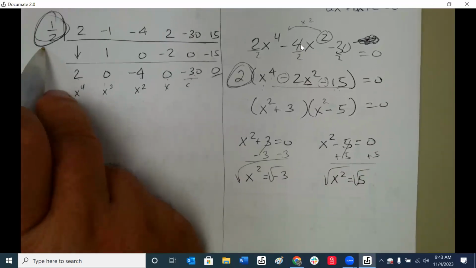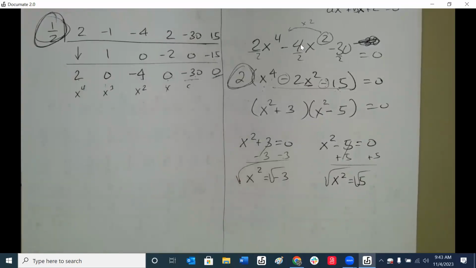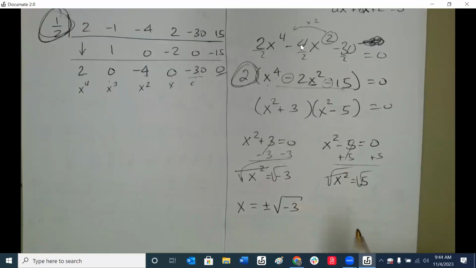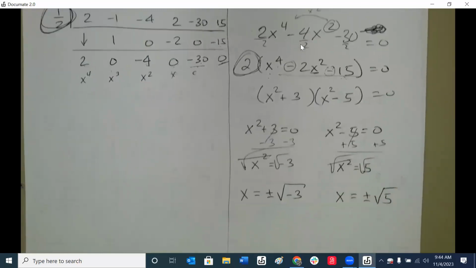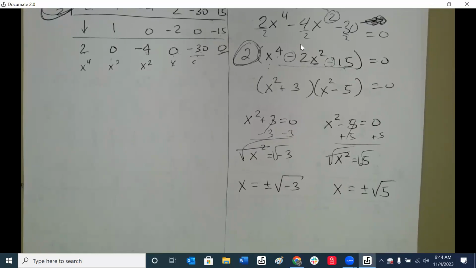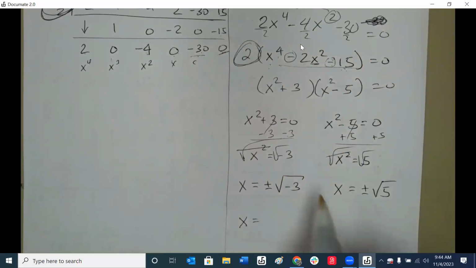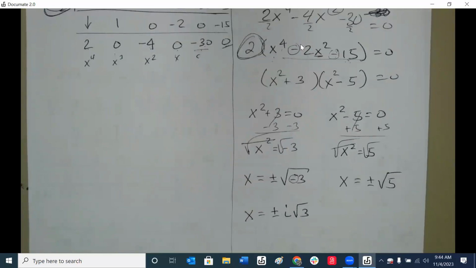Because we found 1, we need 4 more answers, and here they're going to be. Whenever you square root something squared, you have to put a plus or minus in front of the answer. You can't have a negative inside a square root, so that becomes an i. And those are our conjugate pairs. And we have our conjugate pairs of our radicals.